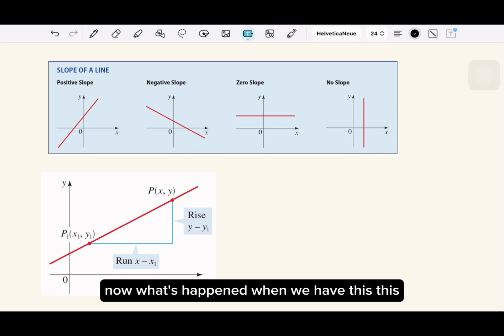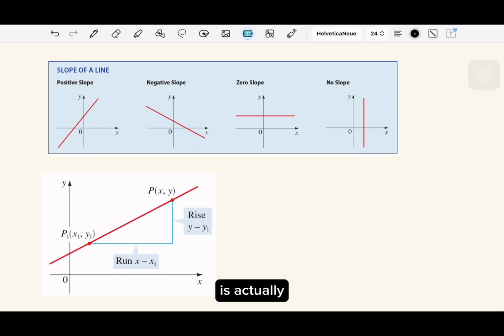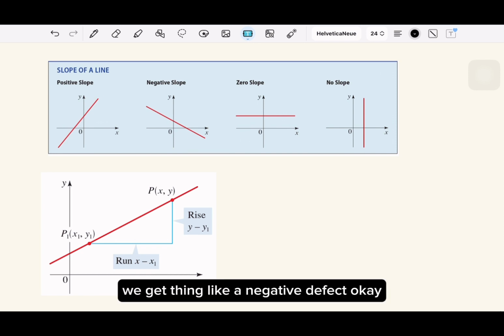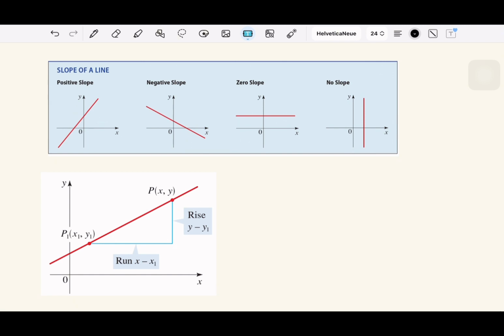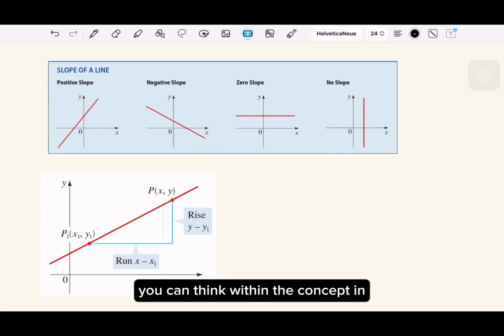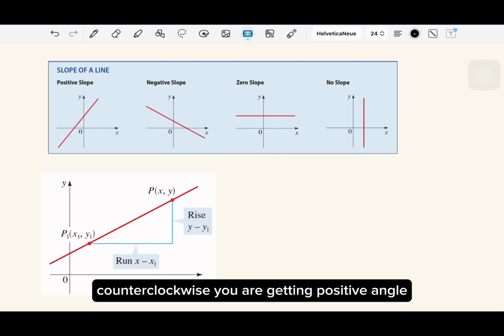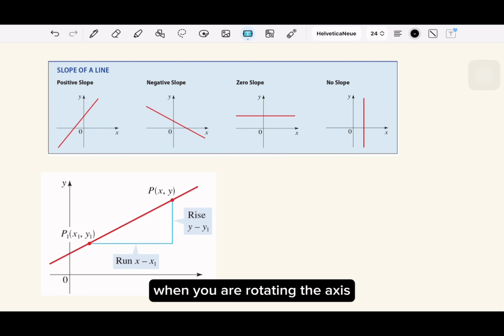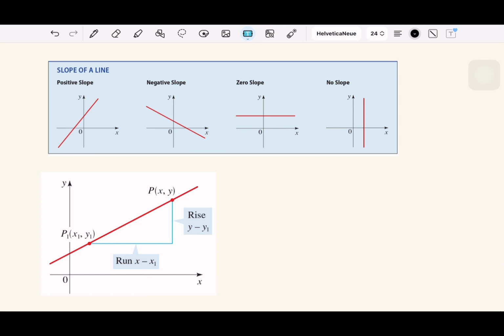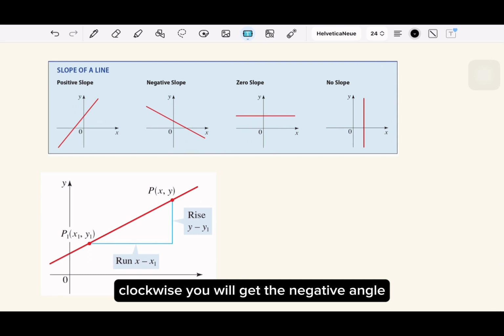Now, what happens when we have this? This is actually like a negative theta. You can think within the concept of radians in trigonometry. When you are moving your axis or your line counterclockwise, you are getting a positive angle. When you are rotating the axis clockwise, you're getting a negative angle.